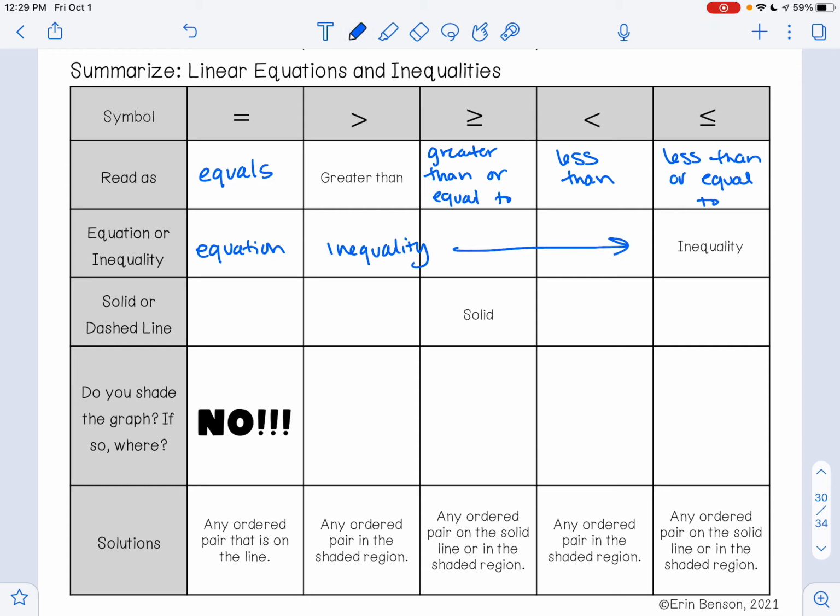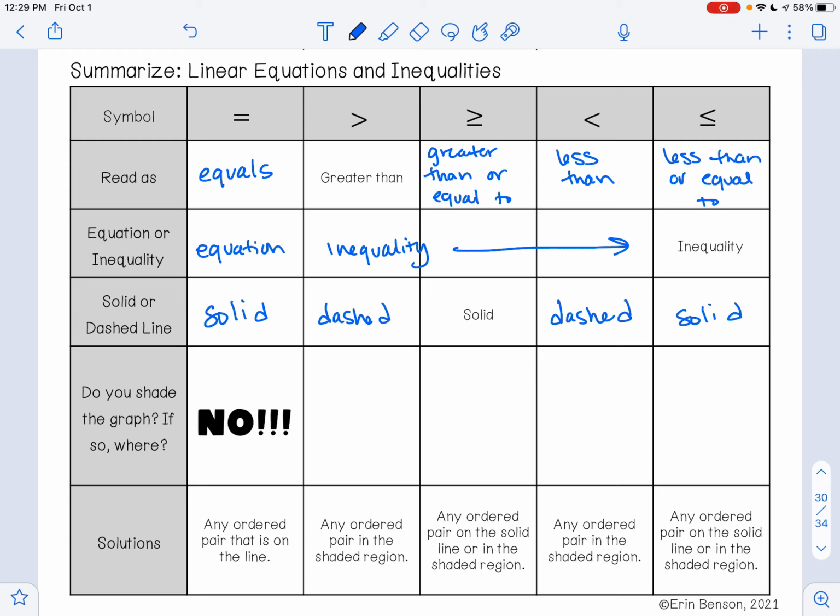And then we want to know if we use a solid or a dashed line. So for an equation, you use a solid line. For greater than, you would use a dashed line. For greater than or equal to, you use a solid line. For less than, you use a dashed line. And for less than or equal to, you will use a solid line.